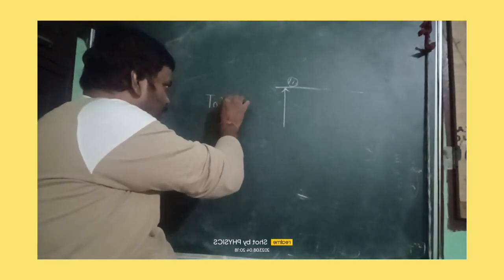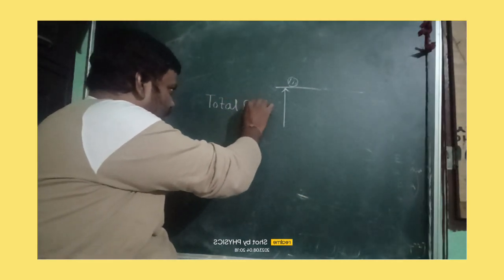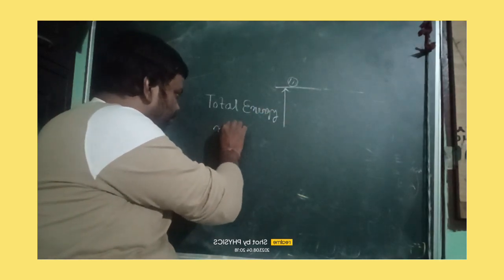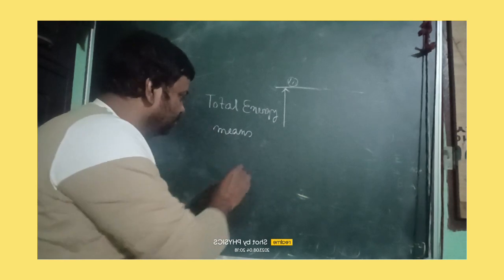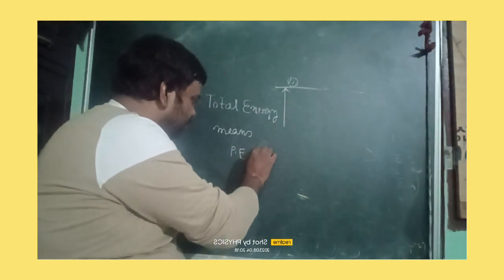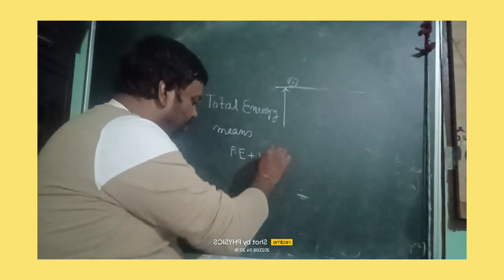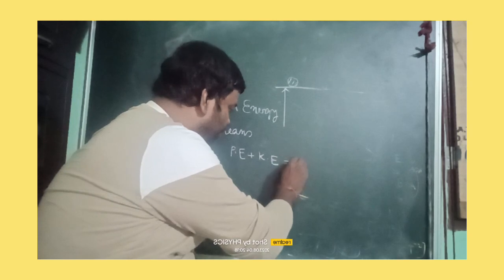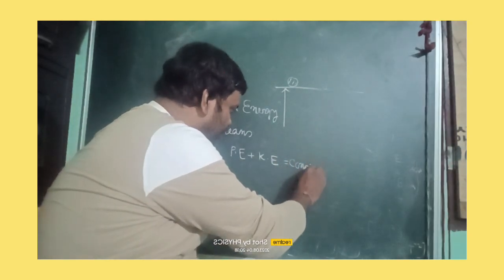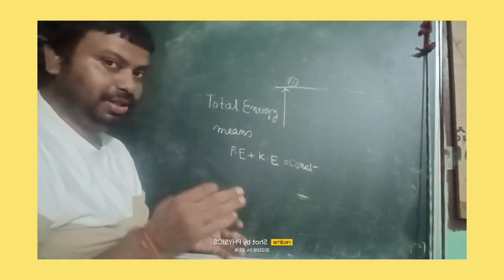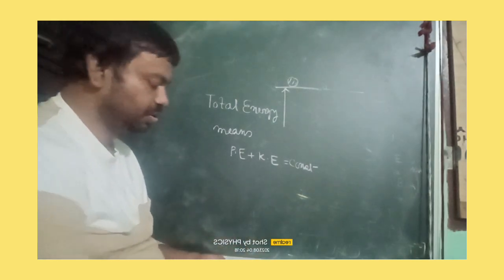Means total energy, means potential energy plus kinetic energy. The sum of the potential energy and the kinetic energy is constant. We are going to prove that for a body falling under the gravitational force.